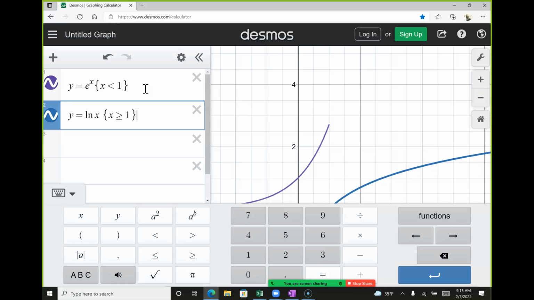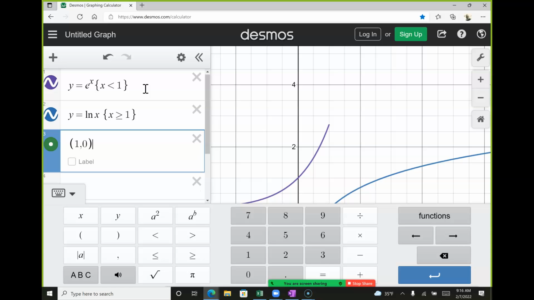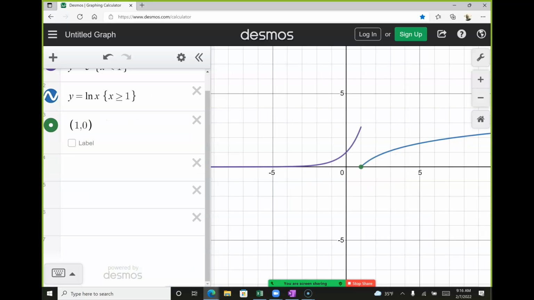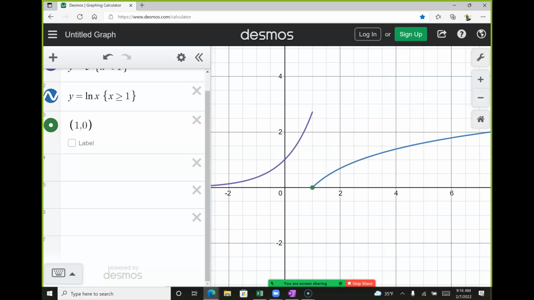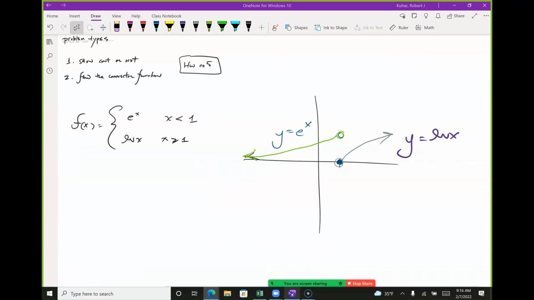Now you can't really tell less than or equal to 1, greater than or equal to 1, but because my domain at 1 is on the ln function, I know that point is in there, right? And of course, you see what I put on mine. I put in the empty point where the domain is missing, right on the e to the x function, and the filled in point for the ln.